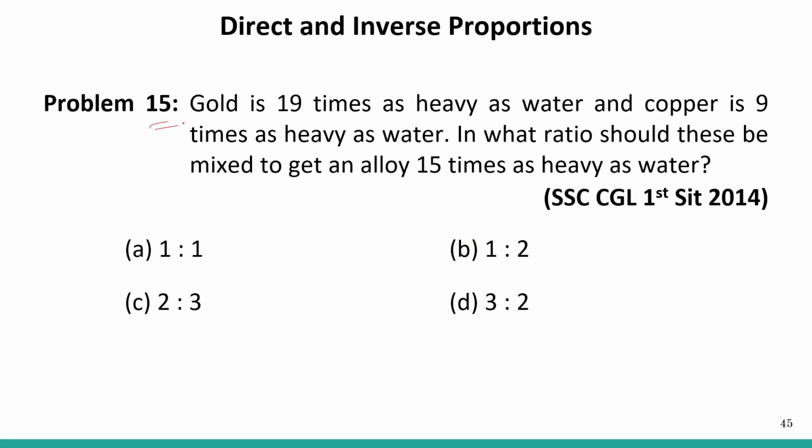So let's see problem number 15. Gold is 19 times as heavy as water, and copper is 9 times as heavy as water. In what ratio should these be mixed to get an alloy 15 times as heavy as water? Is it 1 is to 2, 1 is to 1, 2 is to 3, or 3 is to 2? This question was asked in the SSC CGL first sitting 2014 exam.